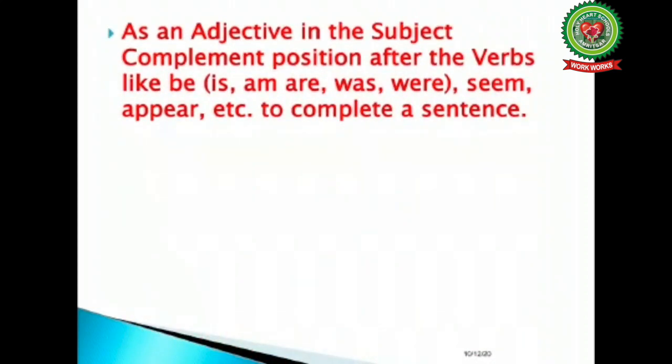As an adjective in the subject complement position after the verbs like be, is, am, are, was, were. Children, keep in mind that be has different forms. In present tense, the forms of be are is, am, are, and in the past tense, it is was and were. Seen, appear, etc. to complete a sentence.